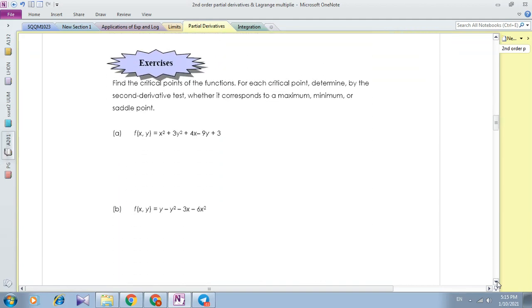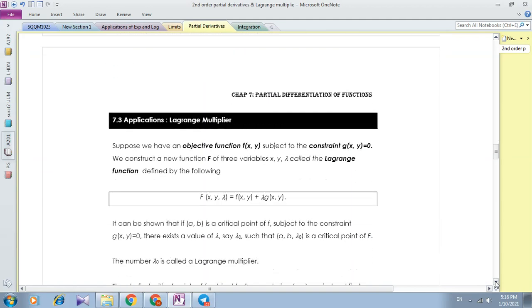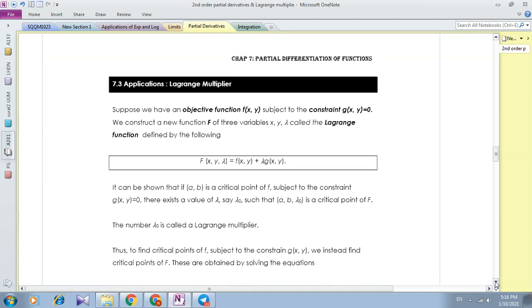All right, so if you're okay with the explanation, you can proceed with the exercise questions: find the critical points of the function, and then for each critical point, determine by the second derivative test whether it's a maximum, minimum, or a saddle point. I hope you will do this, and please ask if you have any questions. Let me proceed with the next subtopic on Lagrange multiplier.